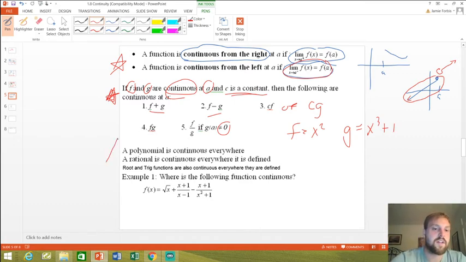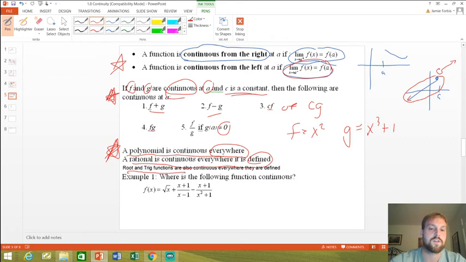And this right here is talking about that last piece of the graph, over an interval. This is just important when talking about more than just one point. Talking about an interval, we're trying to find continuity on a domain. It says a polynomial is continuous everywhere. A rational is continuous everywhere it's defined.